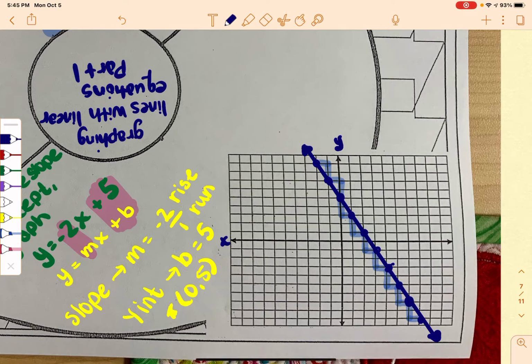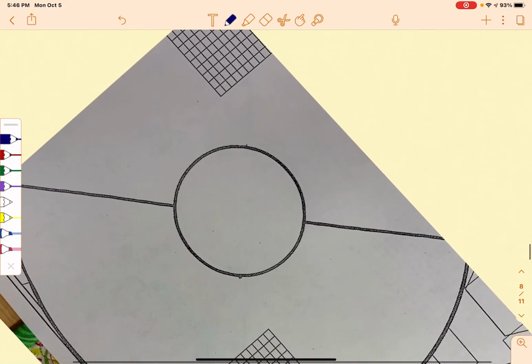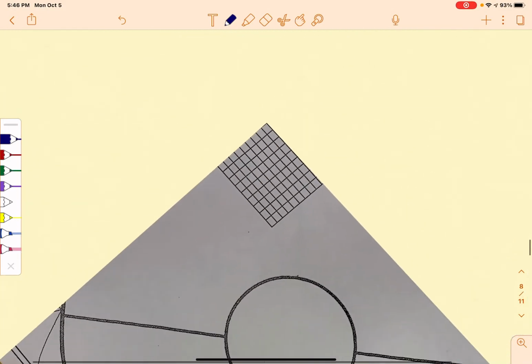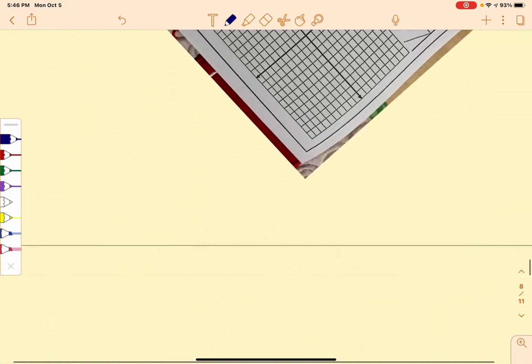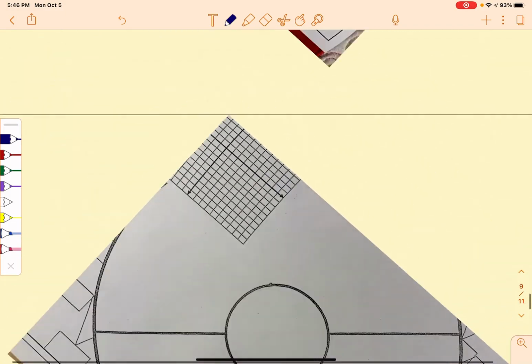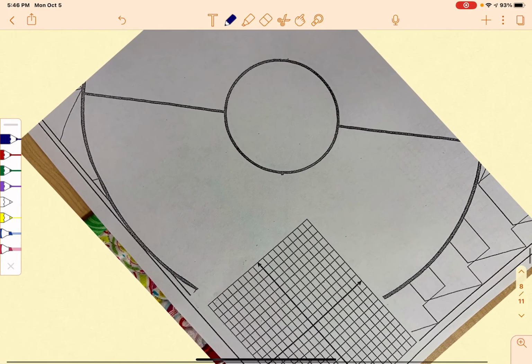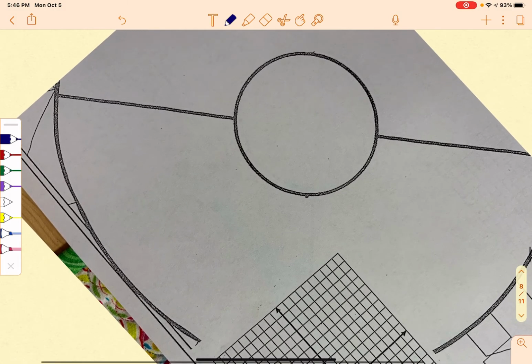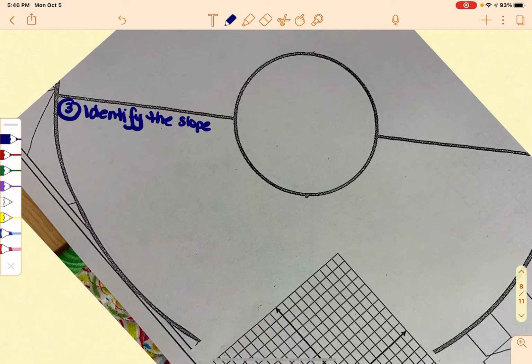Okay, now we're going to flip over to the back. Let's do this one. I'm going to go ahead and write on it. This doesn't have all of them on there, but we'll do our best here. So this one for number 3, we're going to identify the slope and y-intercept. Then graph.